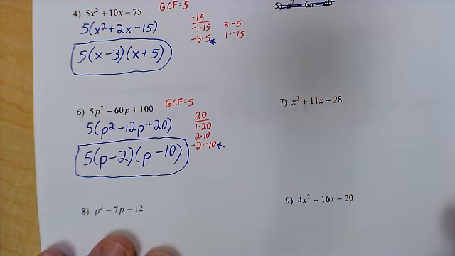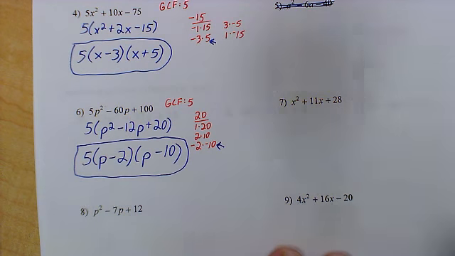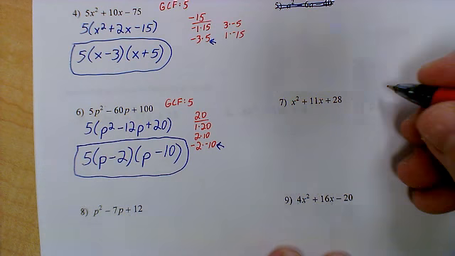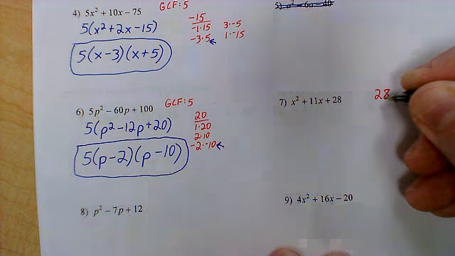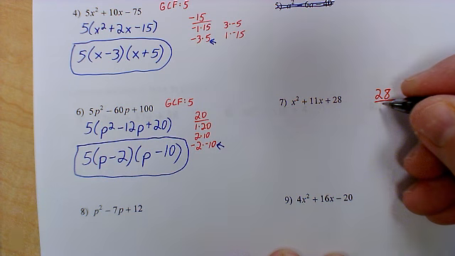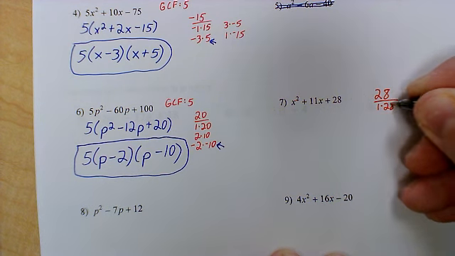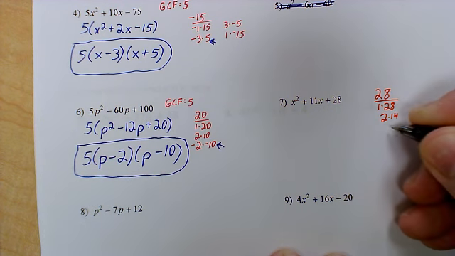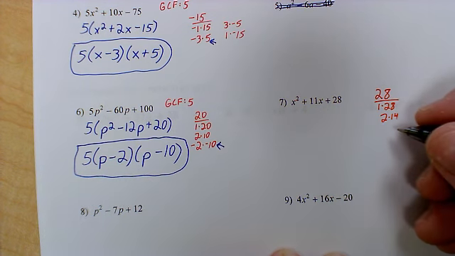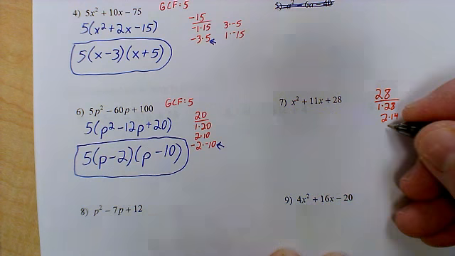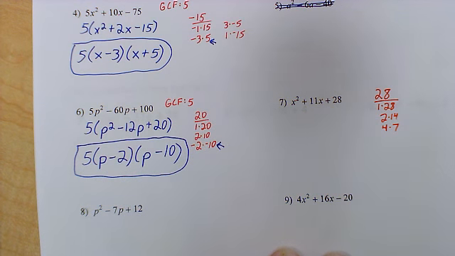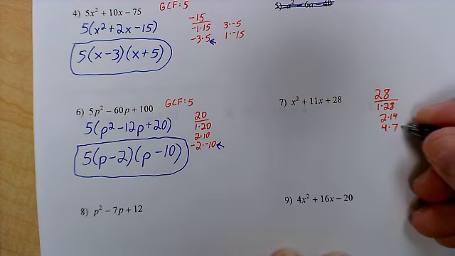All right, looking at number 7, there is no greatest common factor here, so I'm simply going to go ahead and start working with the 28 real quick. So I'm going to write down things that multiply to 28, as you've probably caught on by now. And 3 does not divide into 28, but 4 does. 4 multiplies with 7, which happens to be the pair I was interested in.